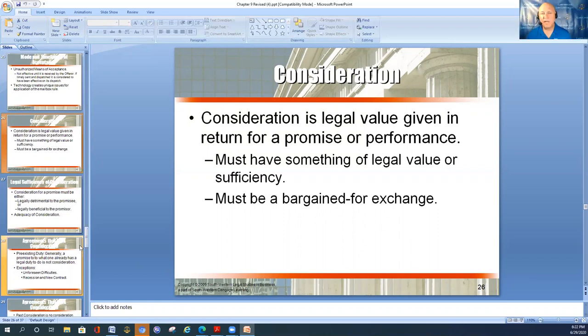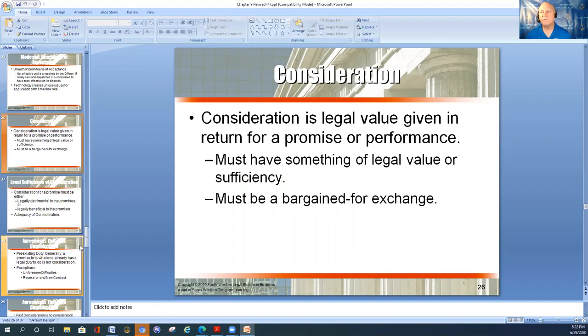Well, in 49 states, you have this idea called consideration. And it says that, hey, for a contract to be valid, something of value must change hands between both the offeror and the offeree. Something of value.